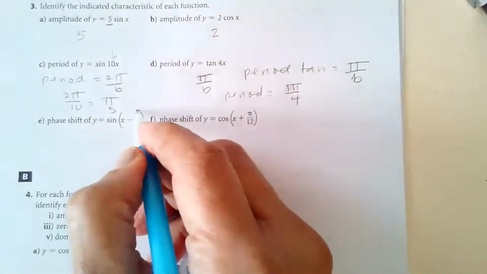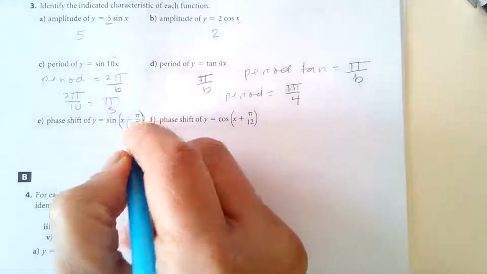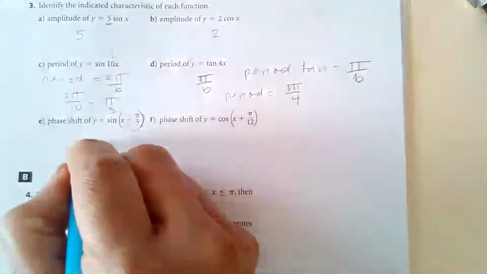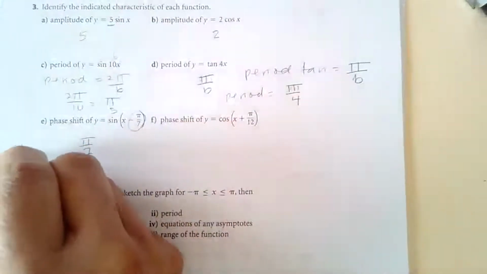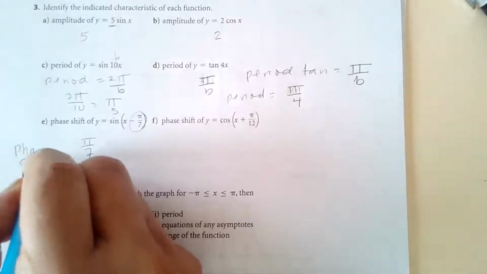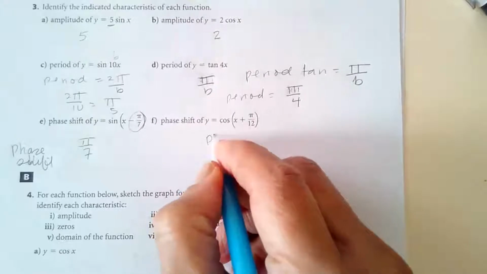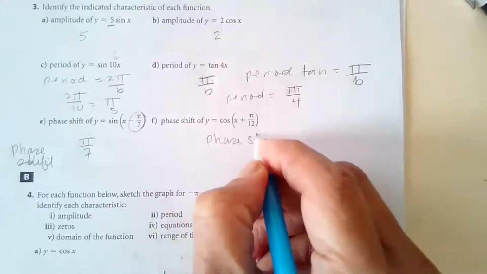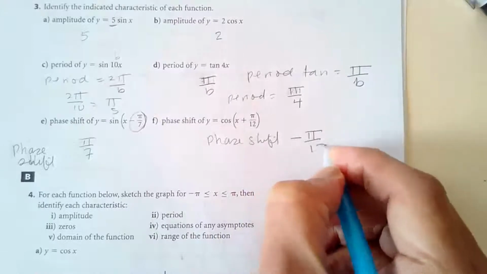The phase shift, let's give it here. If it's negative, so the phase shift is pi over 7. And the phase shift now is negative pi over 12.